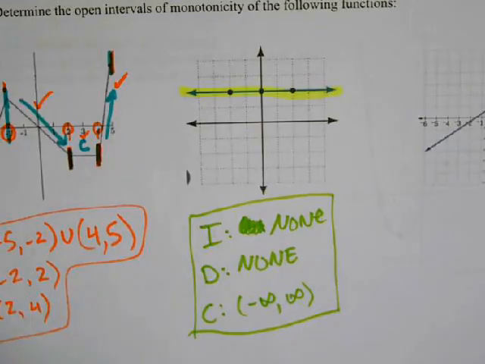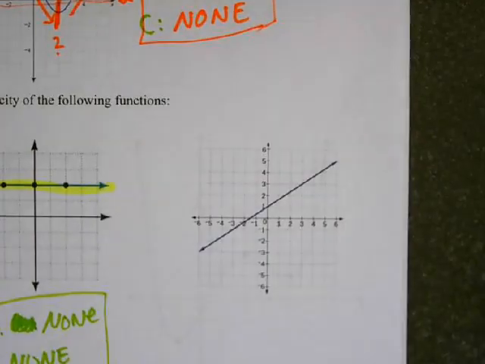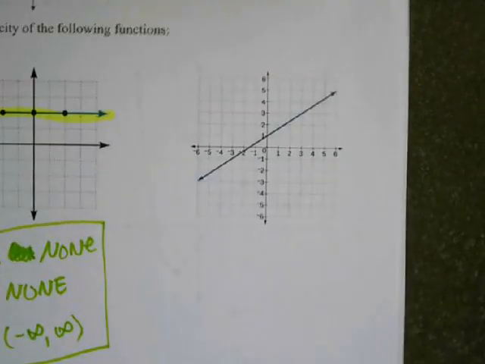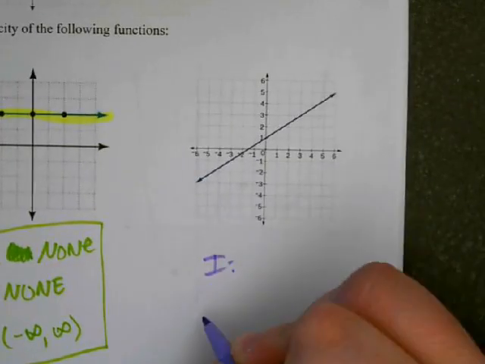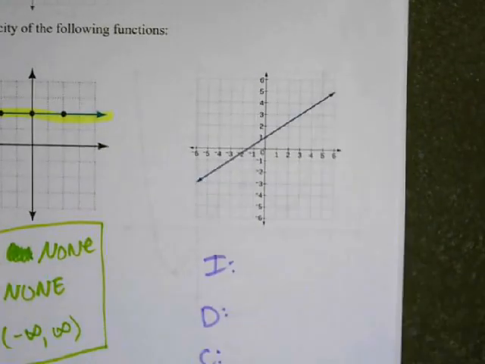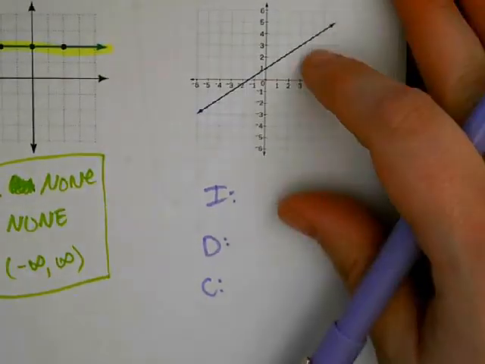If you take a look at the third graph, what you see is a linear equation. And the question, of course, becomes, is this increasing? Is this decreasing? Is this constant? And so we will start by listing out the I for increasing, the D for decreasing, and the C for constant. And once again, we are looking only at the x-axis, and so we will glue our eyeballs right here.